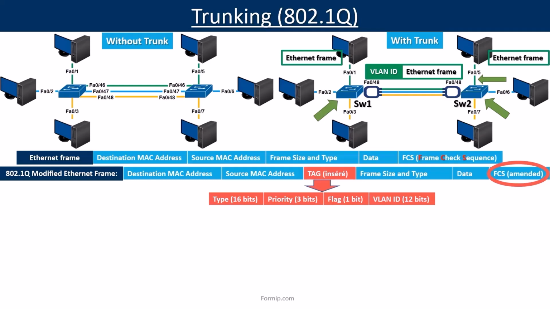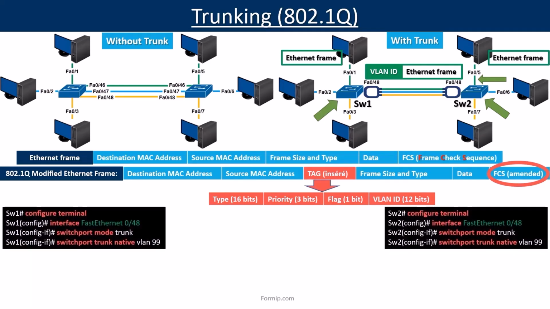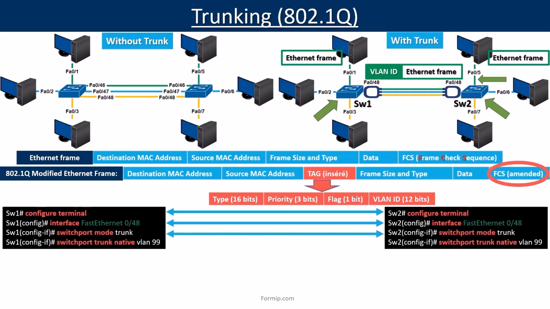In order to circulate VLANs on the same link, it is necessary to configure a trunk between the two switches. The configuration must be the same on the two switches. The configure terminal command allows you to enter the global configuration mode. The interface command allows you to enter the configuration of the interface you want to set. Here it is port 48, both on switch 1 and 2. And all that remains is to run switchport mode trunk on both sides of the link. That's all there is to it.